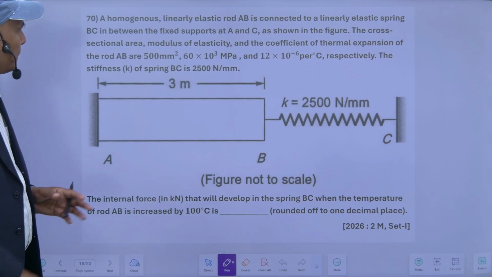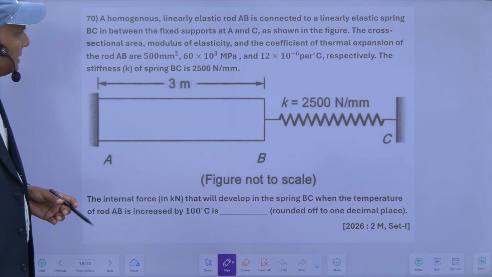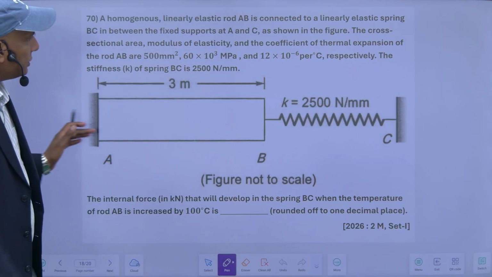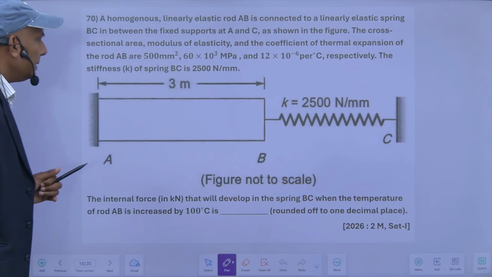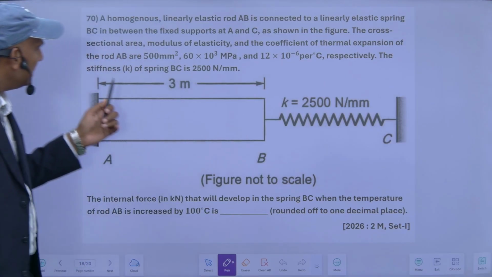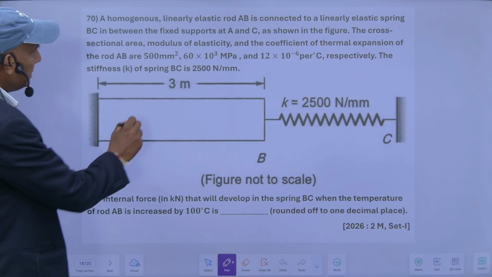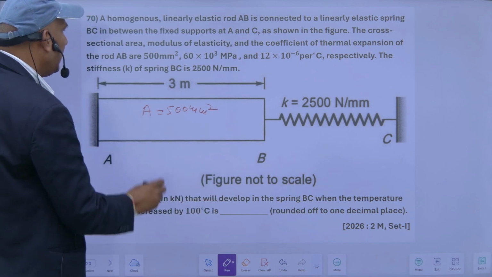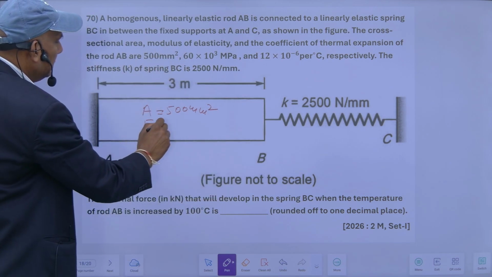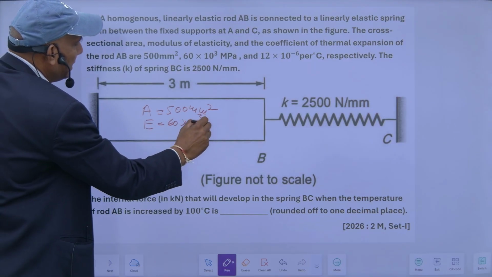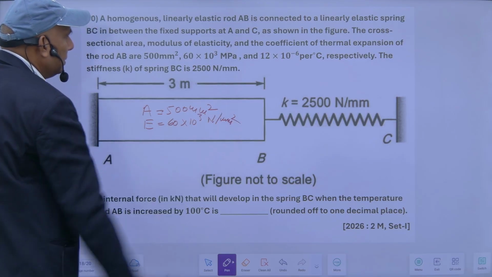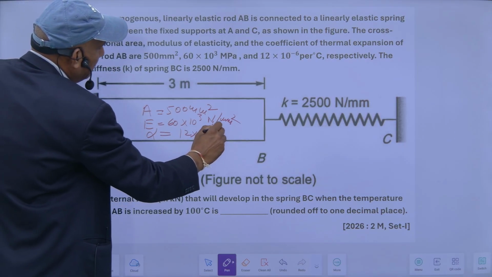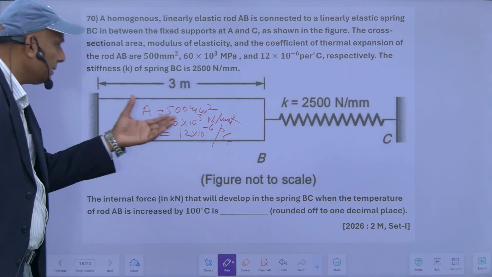The next question is: the homogeneous linear elastic rod AB is connected to a linear elastic spring BC in between the fixed supports A and C as shown in the figure. The cross section area, modulus of elasticity and coefficient of thermal expansion are given: the area is 500 mm square, E is equal to 60 into 10 raised to power 3 megapascal, means Newton per mm square, and alpha is 12 into 10 raised to the power minus 6 per centigrade. So these values are given.